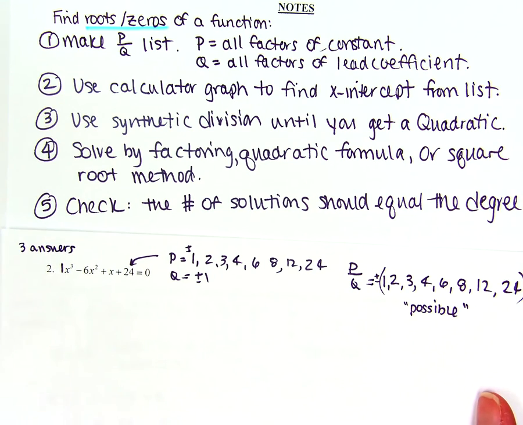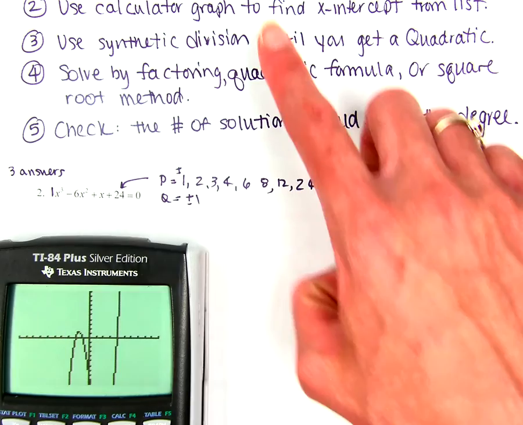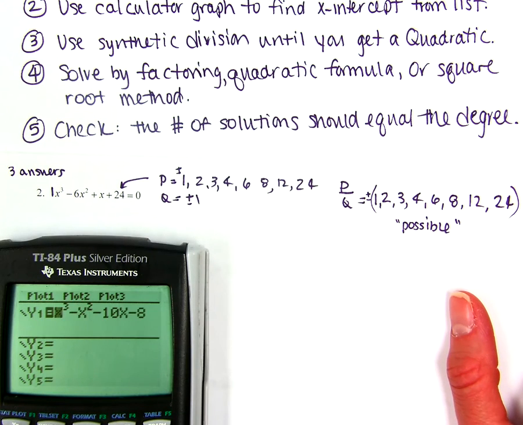All right, so again, you're going to use your calculator to get started. So we're going to graph and we're going to find x-intercepts. So go to y equals, type in your equation, x cubed minus 6x squared plus x minus, no, plus 24. Double check that you have it in correctly.